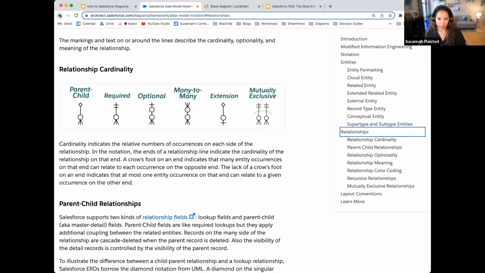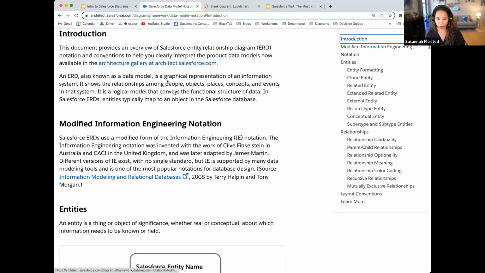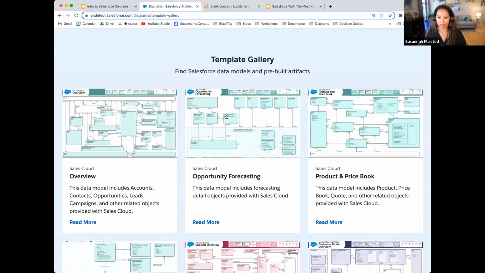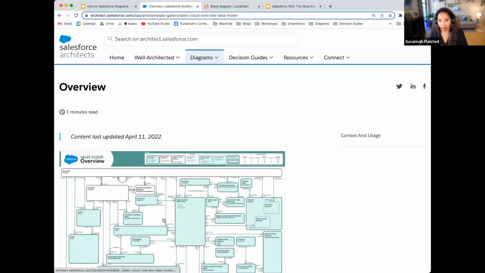And then the last thing that I will show you before we go into Lucid is the template gallery. So this is your one-stop shop for both data models and also some pre-built diagrams. So if you're like me and you've been around for a little while, you'll remember that the data models used to live in the SOAP API documentation, and they were not always accurate. You couldn't tell when they were last updated, and it was just like an image that you couldn't really do much with. The new home for all of the data models, the official data models for Salesforce, is on architect.salesforce.com.